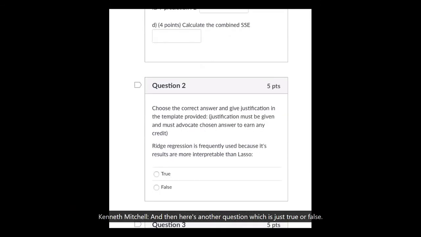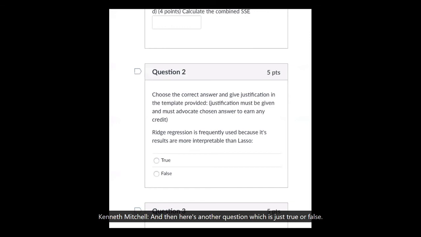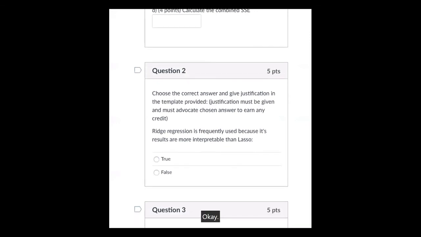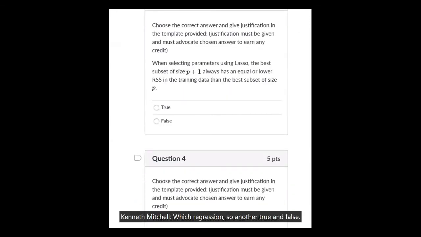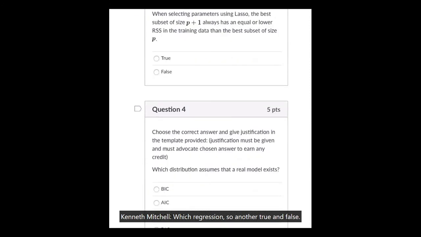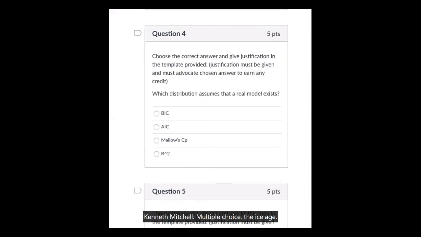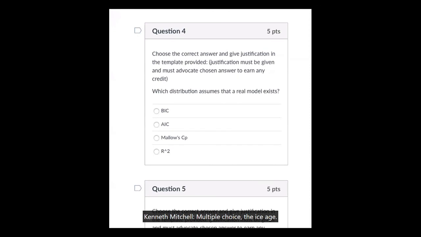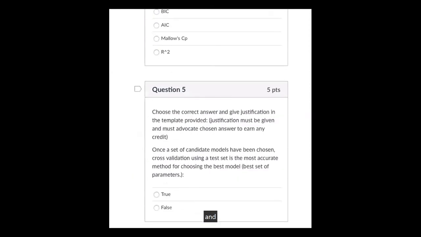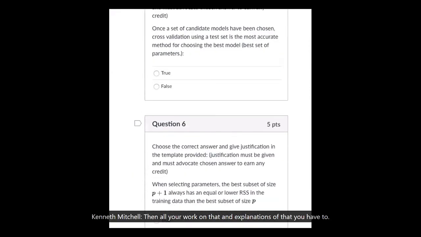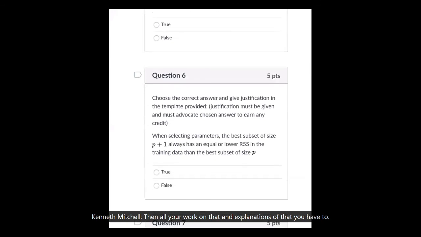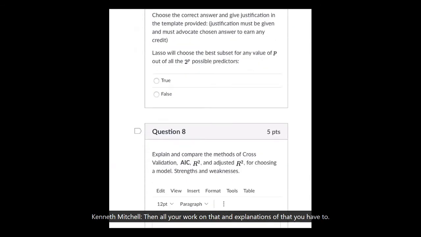And then here's another question, which is just true or false. Ridge regression, lasso, another true or false. Multiple choice, BIC, same amounts. And then all your work on that and explanations of that you have to do.